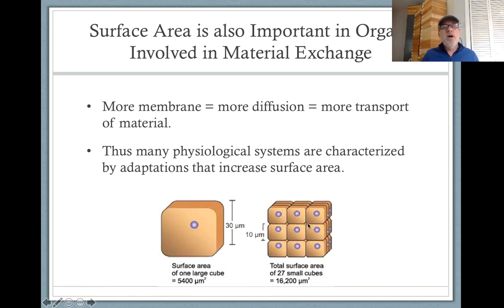So what we're going to see throughout our study of physiology is many systems are characterized by adaptations that increase surface area. Wherever exchange of material is important, such as across the lungs, where oxygen is being exchanged, such as in your small intestine, where nutrients are being absorbed, there are going to be adaptations to increase the surface area.